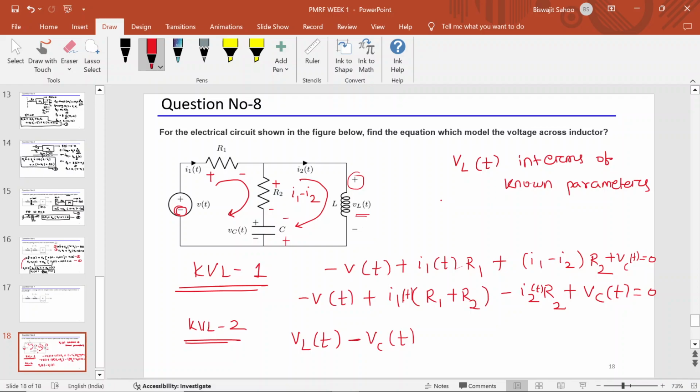Now here again, the current is I1 minus I2, but you are moving in the opposite direction. That's why this term should be negative, and that is equal to 0. Either you choose KVL2, or I will choose a loop equation which is this one.